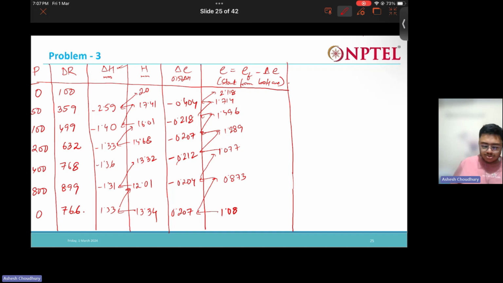Okay, so now we have got the void ratio corresponding to all the pressures. So you can get this void ratio versus pressure plot. At pressure 0 we have a void ratio of 2.118. All right, so like this you have to do it.